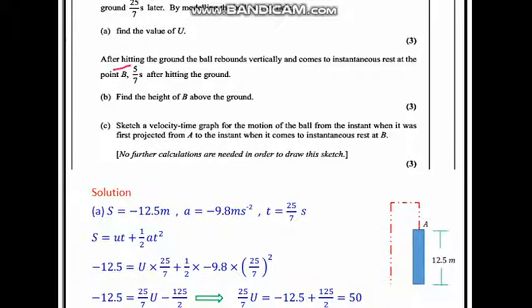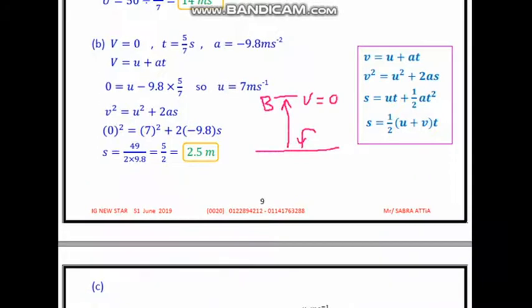After hitting the ground, the ball rebounds vertically and comes to instantaneous rest at point B 5/7 seconds after hitting the ground. Find the height of B above the ground. Let's see how to solve it. The ball hits the ground and moves up to the point B. So at the point B, velocity will be 0.